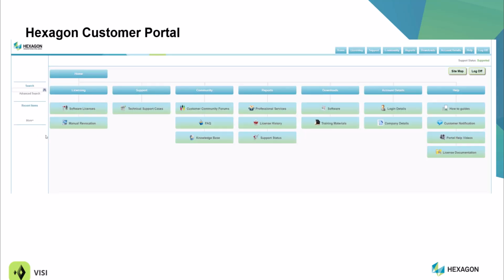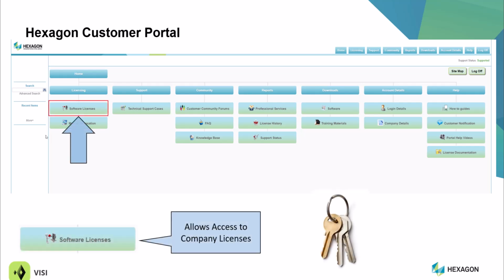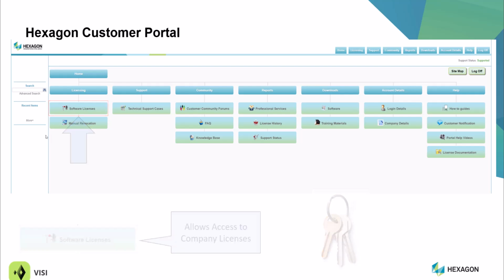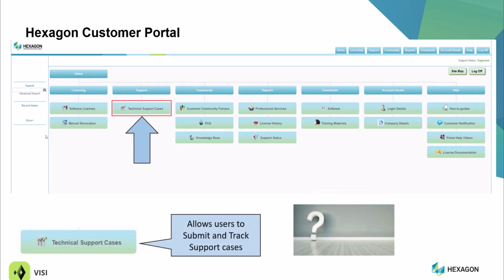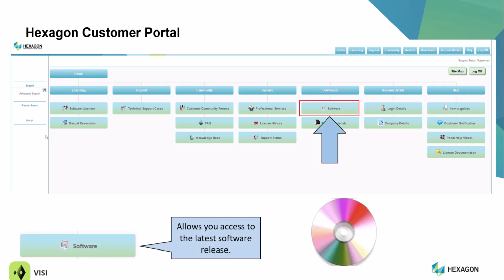So let's talk about the Hexagon customer portal real quick. This is where you can access all your software licenses. This allows the company to be able to manage and access those licenses. You can submit technical support cases and track open cases via the technical support cases tab. And all the software, whenever there's a patch update, full releases, etc., will be available in the software tab.